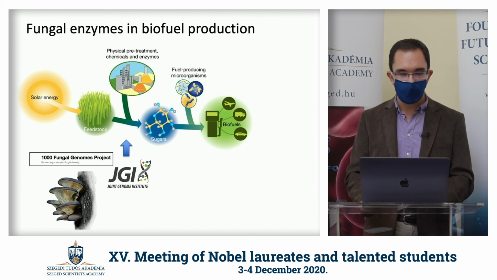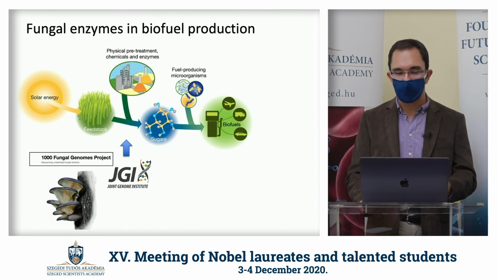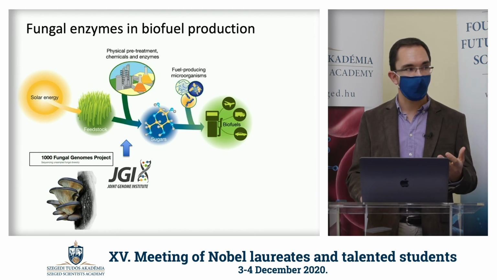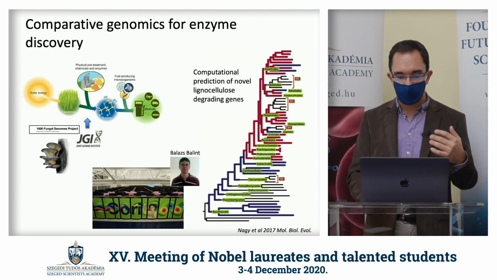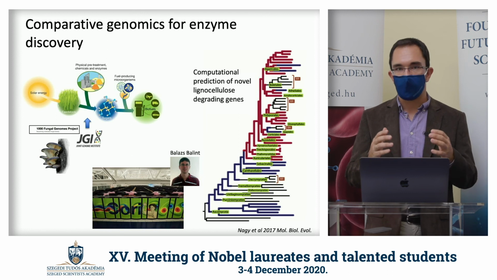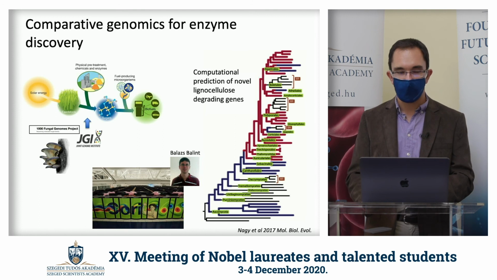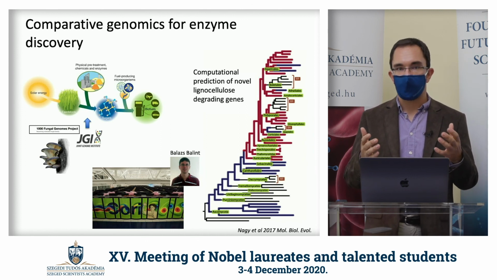And this is one of the major aims of the 1,000 Fungal Genomes project, in which we are also involved with our Szeged laboratory. And this was the aim of some of the work we are doing in my laboratory. So in a previous study, we compared around 70 genomes of wood-degrading fungi, and we used computational methods to predict the gene families and the enzymes that can be really efficient in wood decomposition.